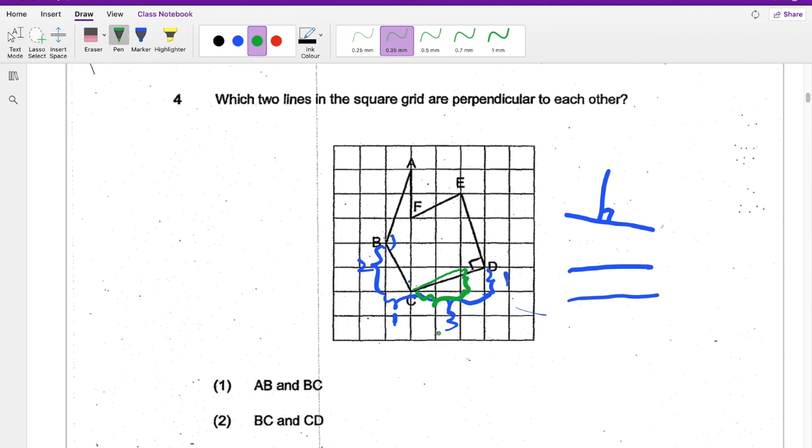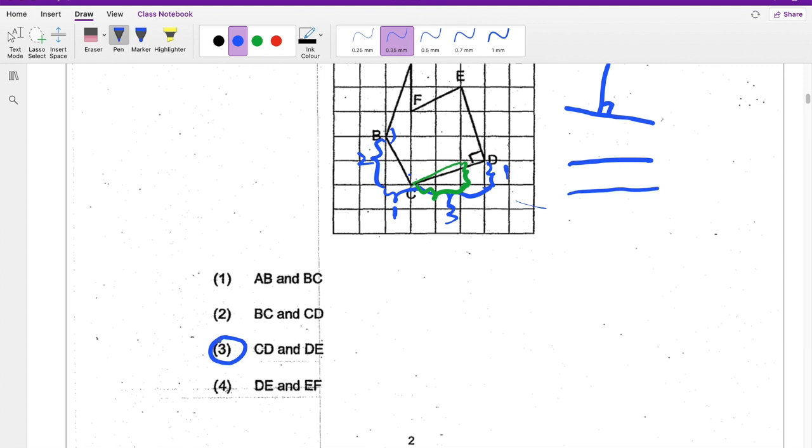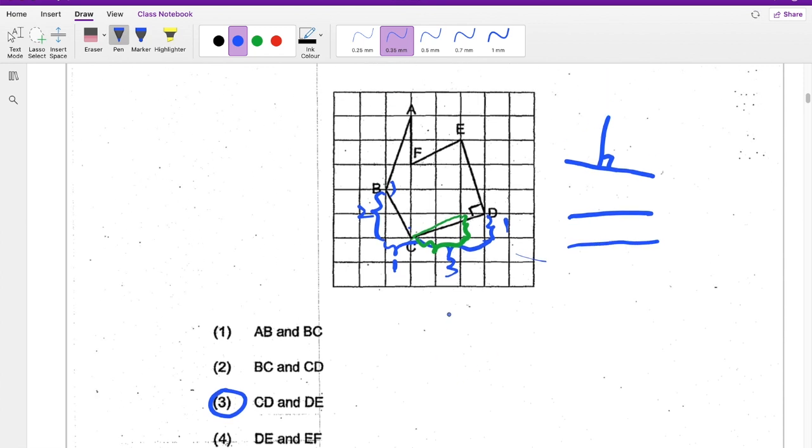Then CD and DE. We see that this one is 1, 3, and this one is 1, 3. So the slope in this direction and the slope in that direction will form a right angle. So this is the right answer. Sometimes we also have some gut feeling, some common sense to see it. We see that DE and EF seem a bit less than a right angle, so this one is not a right angle. Compared to this one, which is a bit more than a right angle, the obtuse one, it's also not a right angle.